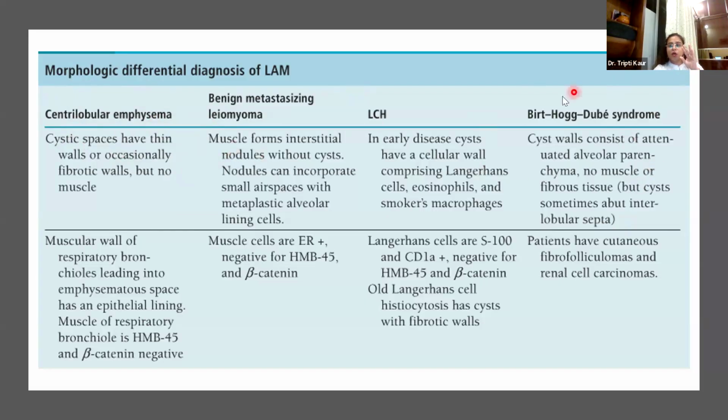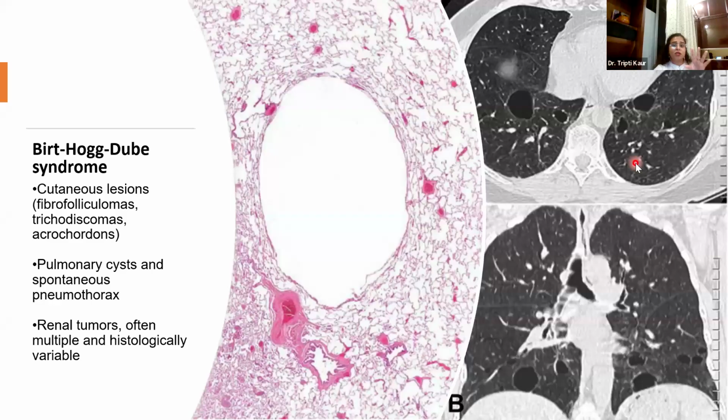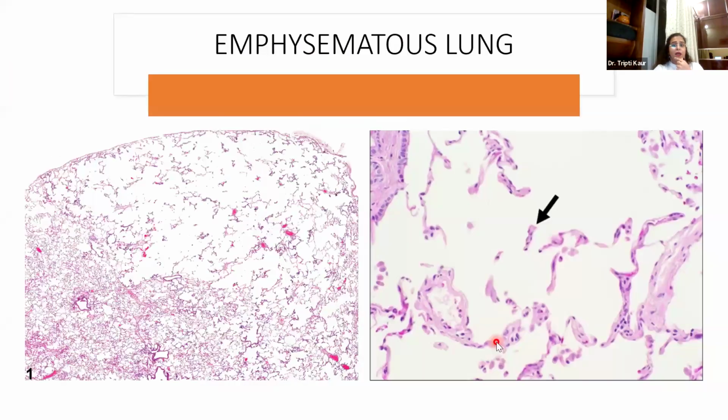The other thing is Birt-Hogg-Dubé syndrome. Birt-Hogg-Dubé syndrome will have other things like fibrofolliculomas and renal cell carcinomas. And very important, in Birt-Hogg-Dubé syndrome, the cysts don't have that smooth muscle wall around them. They are very simple cysts, and they're usually in the lower lobes of the lung. In emphysematous lung, you will just see these broken alveolar septae, and you can compare this normal alveolar parenchyma with the emphysematous area. This is completely gone.